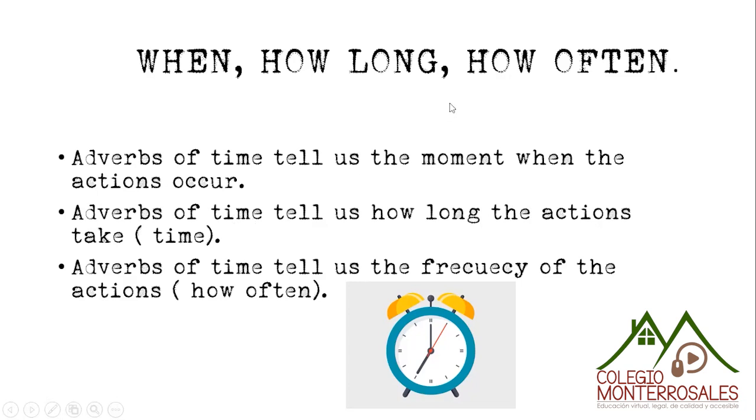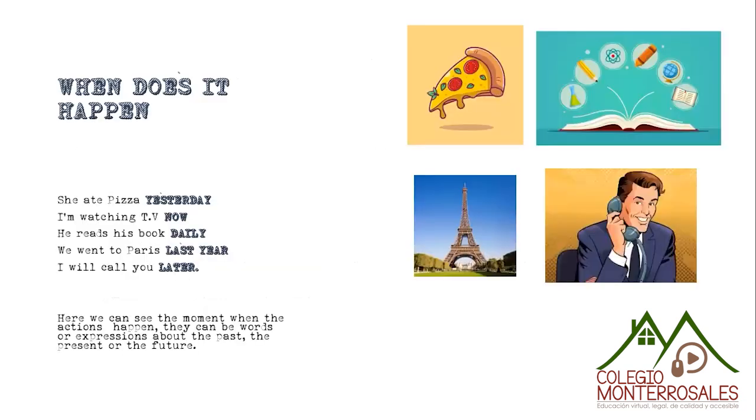And in the third aspect, we have how often. Adverbs of time tell us the frequency of the actions. So for example, twice a week, every day, daily, never, etc. Okay, so now let's see some examples for each one of them.